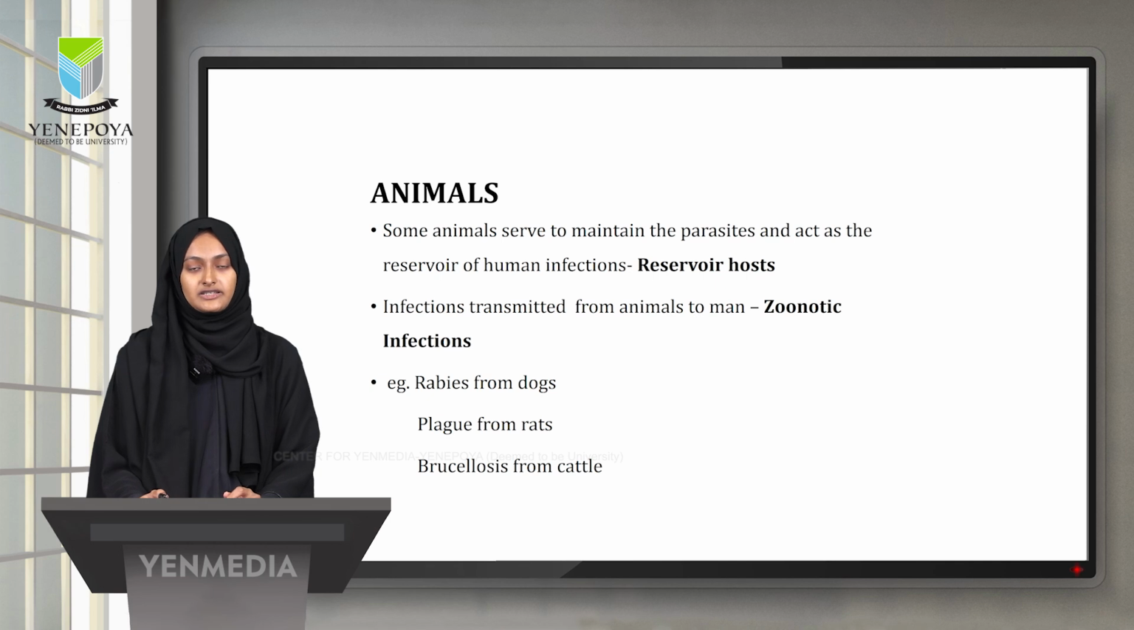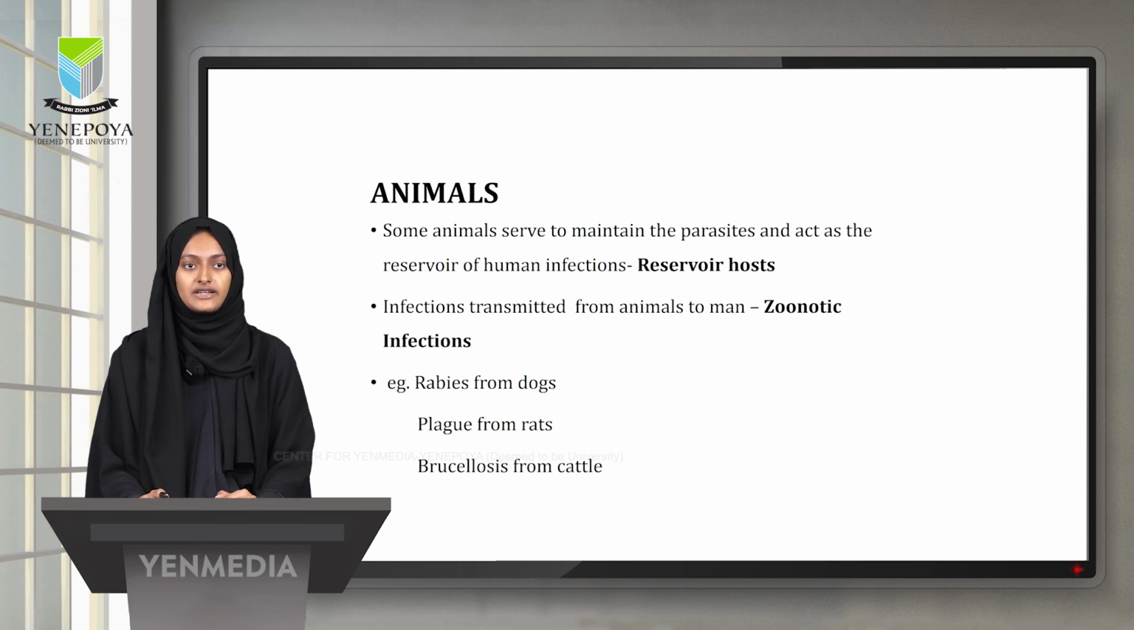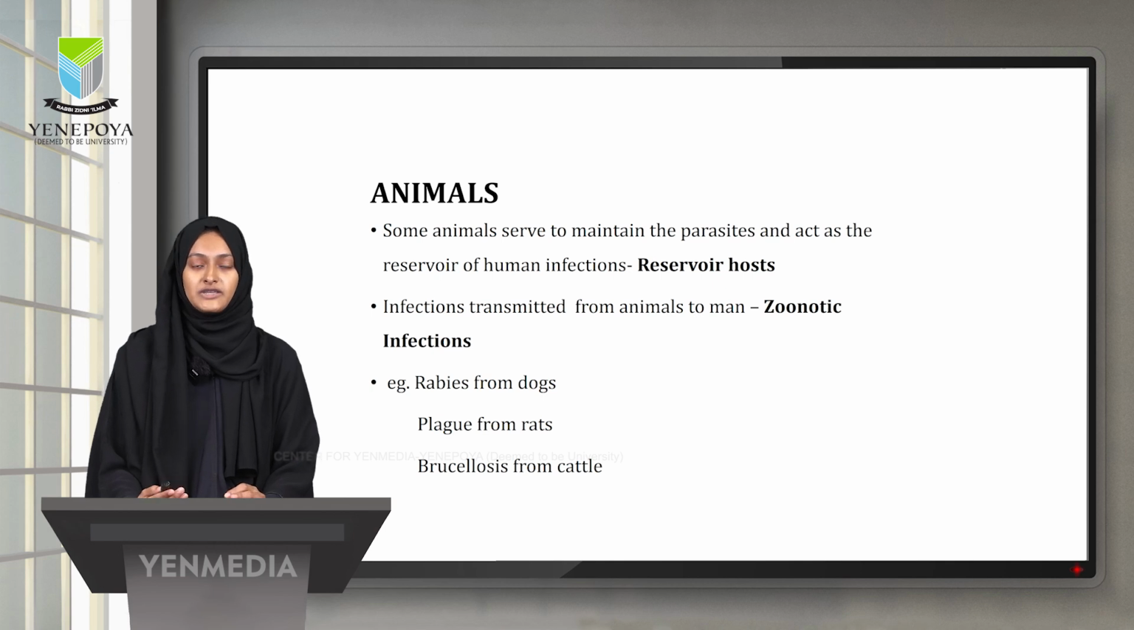Plague from rats. Plague is caused by the bacteria Yersinia pestis, and it is transmitted through rodents. Brucellosis from cattle. The causative organism is Brucella, and it can be transmitted by maybe consumption of raw milk or infected meat, as well as inhalation of the dust in the infected cowshed.